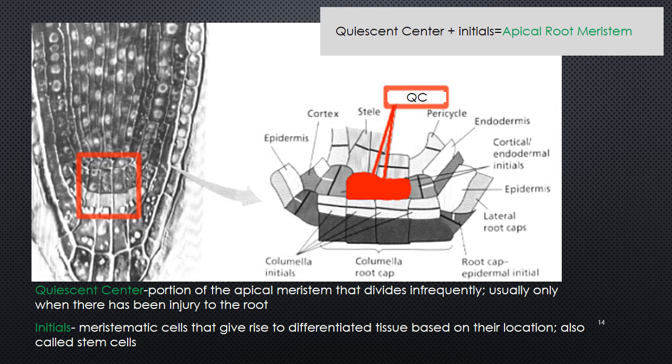we have the quiescent center, which is just a few cells, which would be probably about right here. And that portion is a portion of the apical meristem that doesn't divide very often. That usually only happens if there's been a big injury to the root. And then just below that is what we call the initials, or it would be similar to stem cells in animals, and that's where all the division happens. Below that is going to be our root columella cells. So in this picture, all these right here are root columella cells.